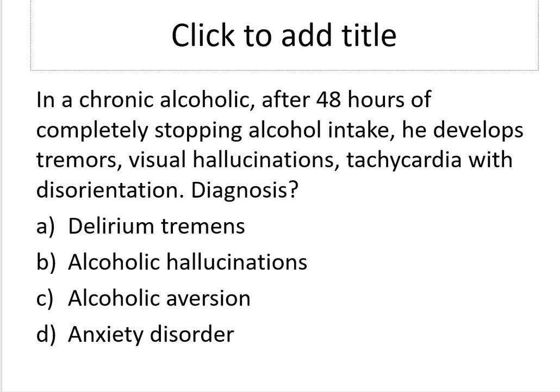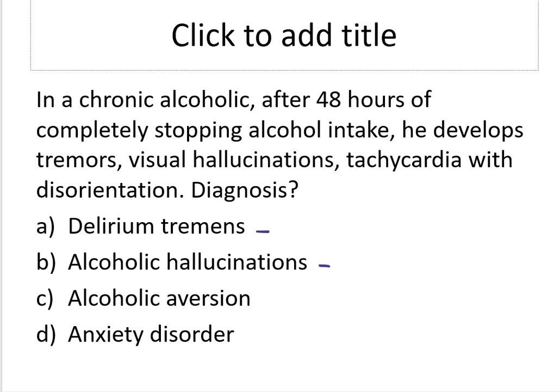In a chronic alcoholic, after 48 hours of completely stopping alcohol intake, he develops tremors, visual hallucination, tachycardia and disorientation. What is the diagnosis? 4 options are given: delirium tremens, hallucinations, alcoholic aversion, anxiety disorder. Please remember, out of these 4 options, the 2 important and confusing options for the student are delirium tremens and alcoholic hallucinations. Which of these 2 is the answer for this question?